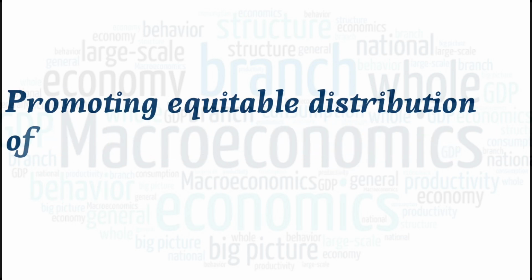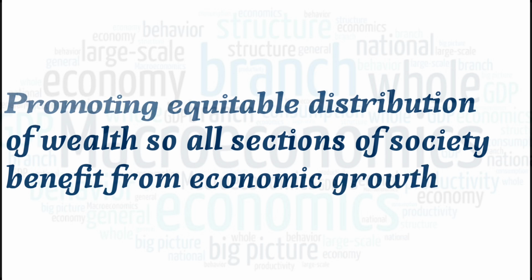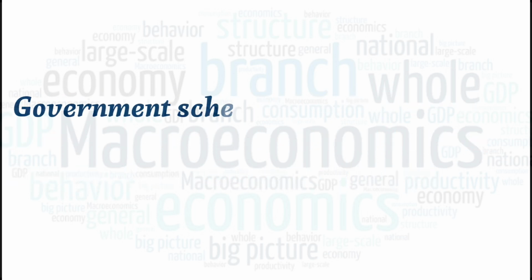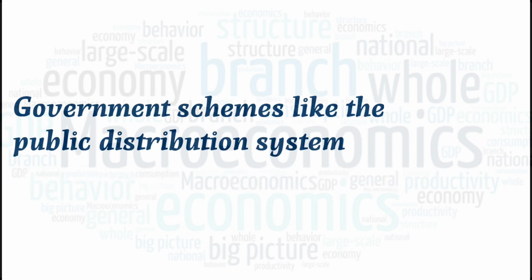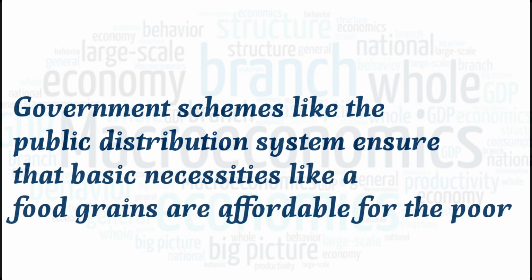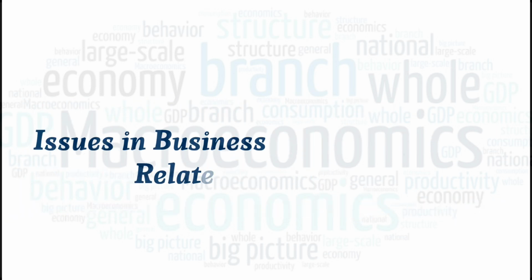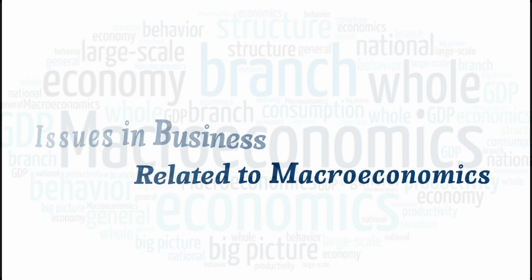Number five, social welfare. Promoting equitable distribution of wealth so all sections of society benefit from economic growth. Example to consider here, government schemes like the public distribution system ensure that basic necessities like food grains are affordable for the poor.